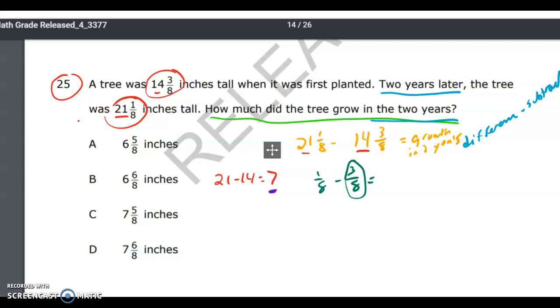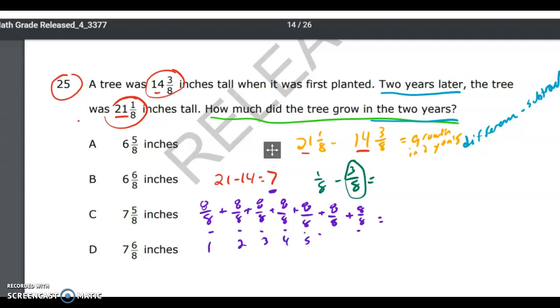whole. So 7 is really the equivalent in this case of 8/8 plus 8/8 plus 8/8 plus 8/8 plus 8/8 plus 8/8. So 7 different times. You got 1, 2, 3, 4, 5, 6. We need one more plus 8/8. That's the same thing as saying this is one whole, this is the second, third, fourth, fifth, sixth, 7 wholes right there. So that's the same as 7.